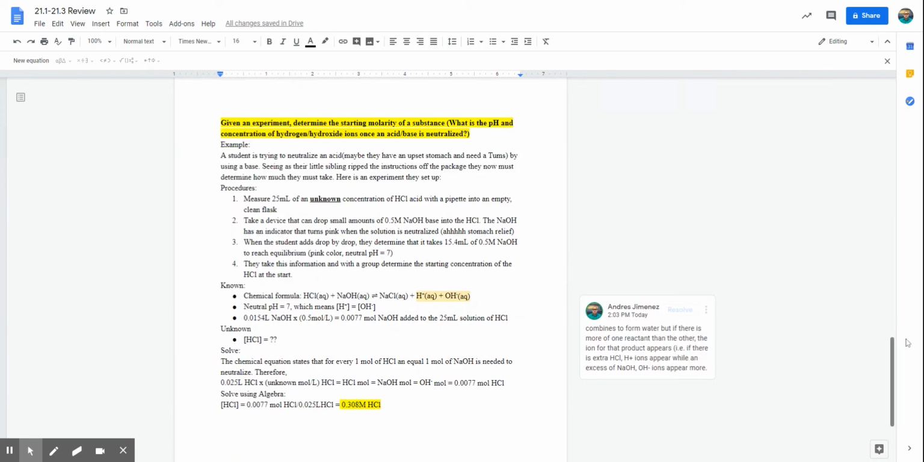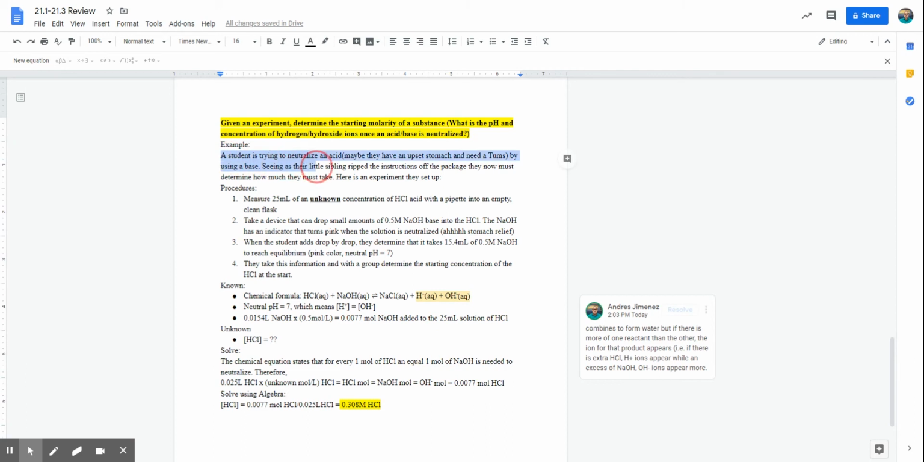And that brings us to the last one, which is given an experiment, and this is for application, so this is a requirement. Determine the starting molarity of a substance. So what is the pH and concentration of the hydrogen and hydroxide ions once the acid base is neutralized? That's a good question to ask yourself.